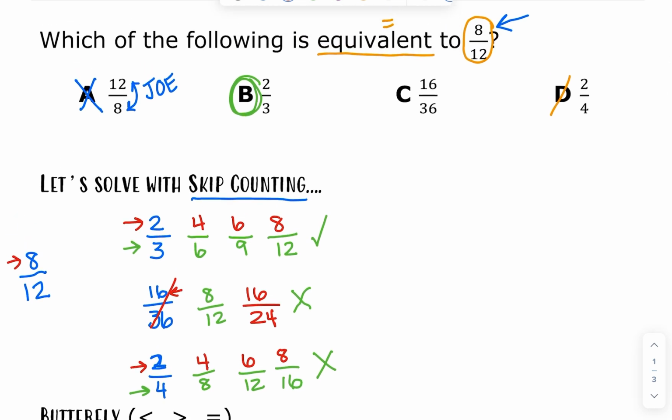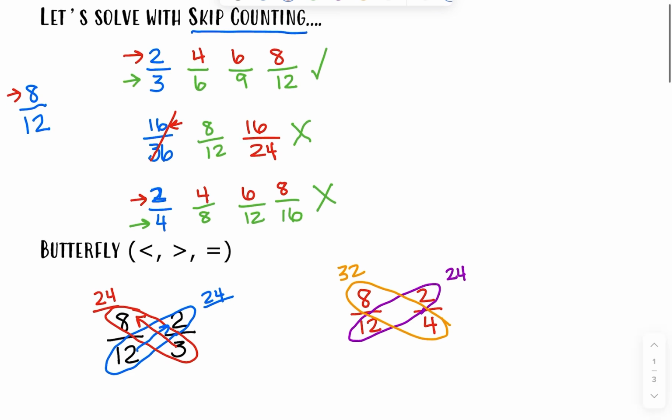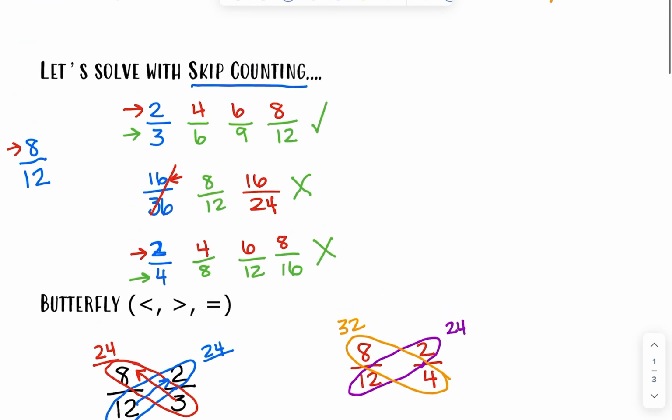So if we have a fraction and we want to know equivalent, we have options. We can skip count, we can butterfly, or simplify.